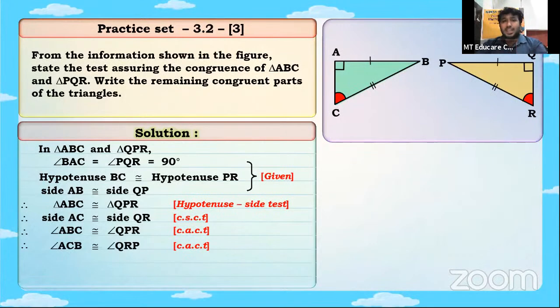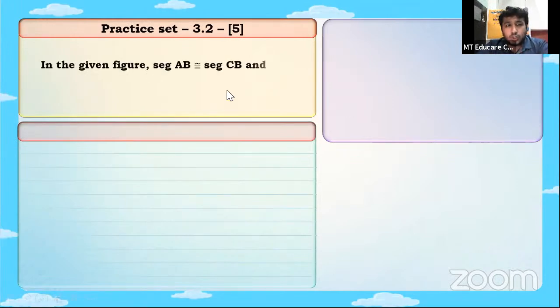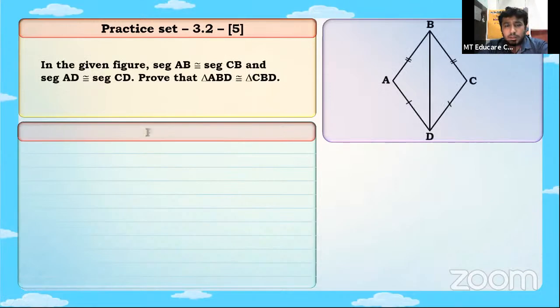Okay. Students, let's proceed to the next sum. Practice set 3.2 question number 5. In the given figure, segment AB is congruent to segment CB. So students, observe the figure. AB is congruent to CB.